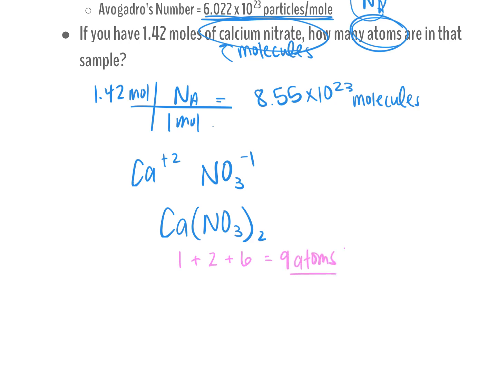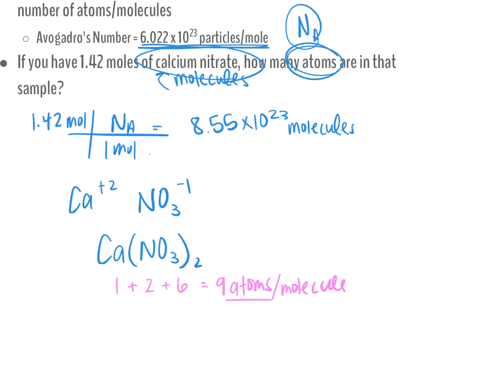There are 9 total atoms per molecule. We agree? 6 oxygen, 2 nitrogen, and 1 calcium. So we know there are this many molecules of my compound. To find out in total how many atoms there are, I would take that number times 9, and that would give me the total number of individual atoms.